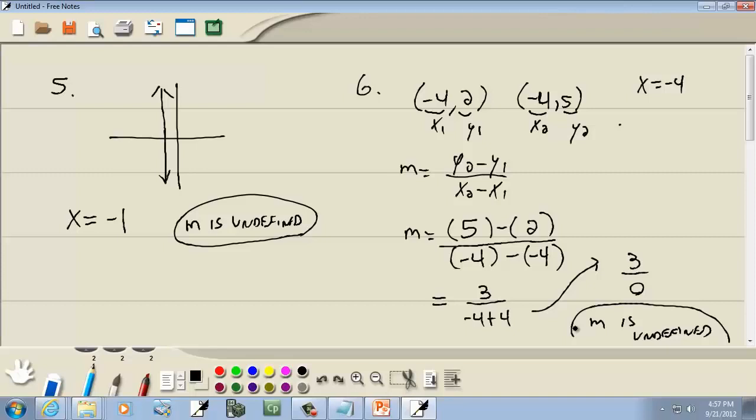Let me change my seating pattern here. There we go.